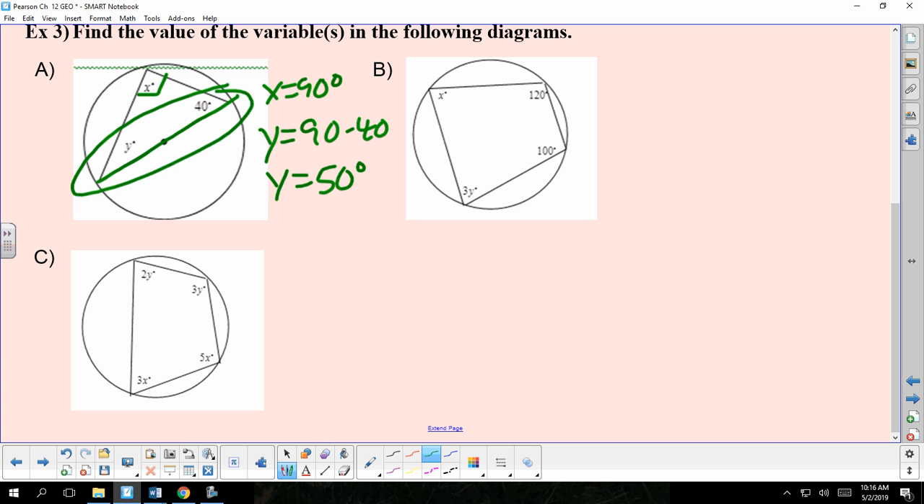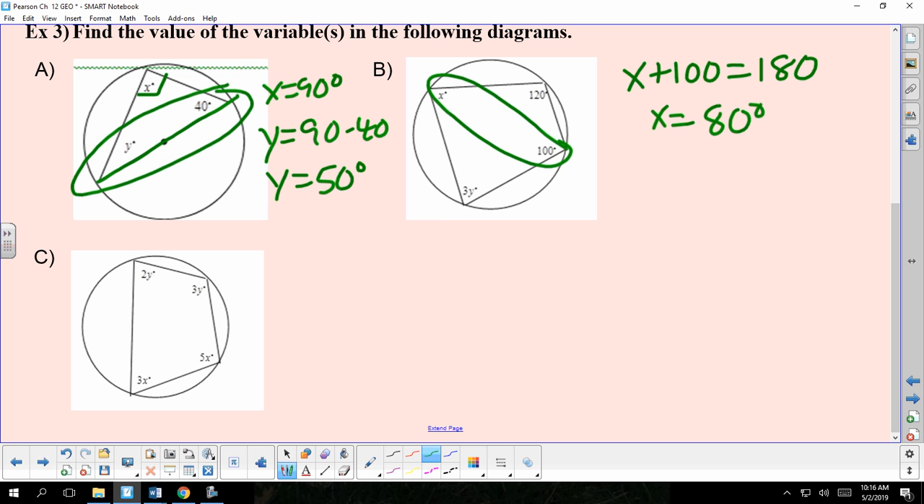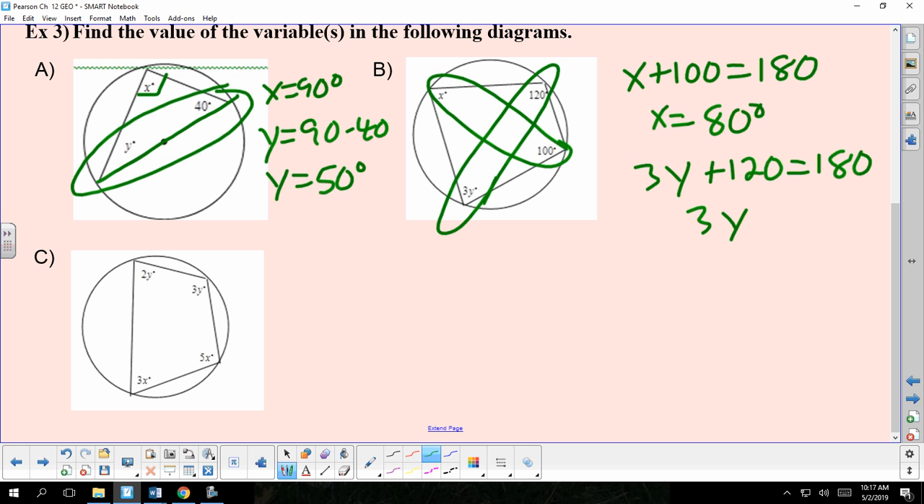For these ones, we know that opposite angles are supplementary. So x plus 100 equals 180. X therefore equals 80 degrees. And then 3y plus 120 equals 180. 3y equals 60. Y equals 20 degrees. This next one's a little bit tricky.